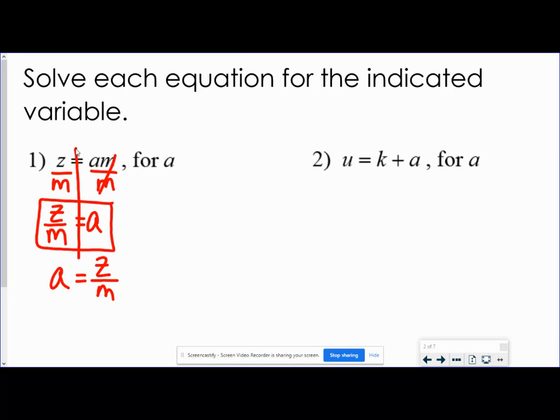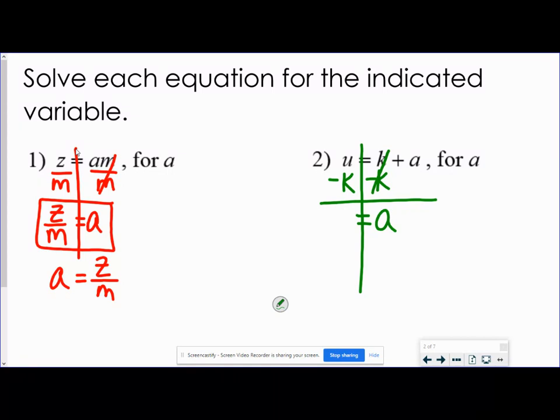For number 2, I still want to get the a by itself. But this time, I have to get rid of adding something. That something happens to be a k, but that's not important. It's just that it's adding something, and I want to get rid of adding it. So I would subtract that k. That gives me my a all by itself, which is what I wanted.